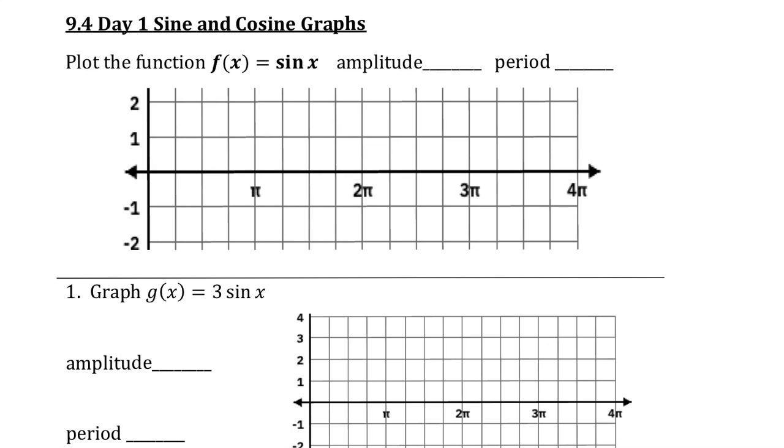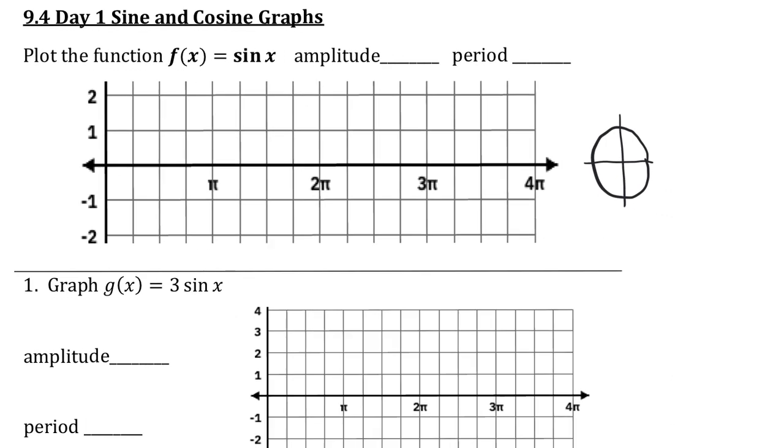Okay, 9.4, day 1, we're going to graph the basic sine and cosine graphs. To graph it, I normally use the unit circle, and you don't have to have the whole thing memorized, but if you know the basic 4 corners, we can get a good graph here. So for the corners of the unit circle, what do we know? We know this is 0, this is pi over 2, this is pi, this is 3 pi over 2.